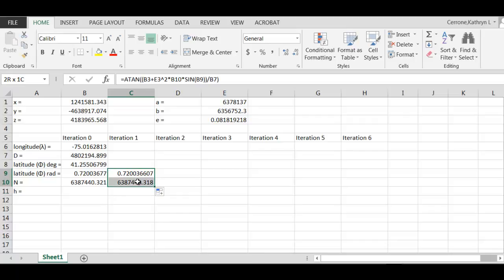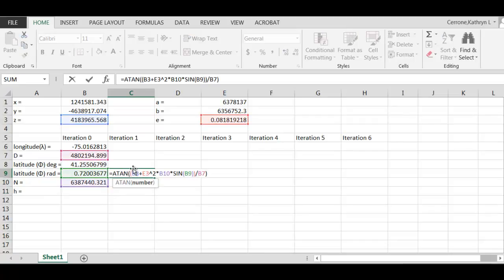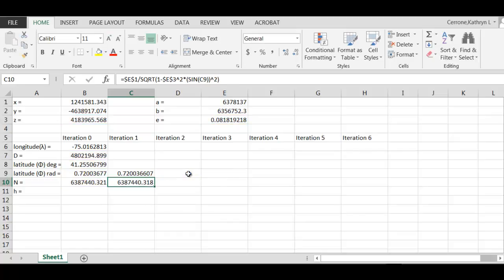So now we're going to be repeating this process. Also in this one, again, we want to make sure that we're always grabbing the same things. Z, again, is not going to change, so we'll put our dollar signs there. E is not going to change, so we'll put our dollar signs there. And D is not going to change, so B7, we can put our dollar signs in there as well. But our radius B10 and our latitude B9 are going to change, so we're not going to do anything with those. So now we can grab these, drag them out.